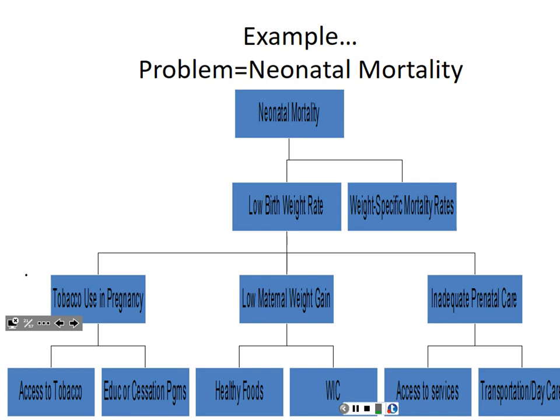So the indirect contributing factors, again at the bottom of the slide, are community specific. It may be easy or difficult to access tobacco products in our community. We may or may not have tobacco cessation programs for pregnant women in our community. Health insurance rates may be high or low in our community. Transportation services to healthcare providers may or may not be available in our community.